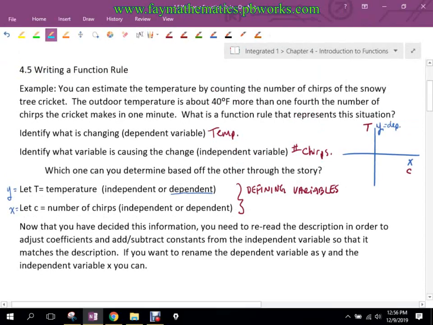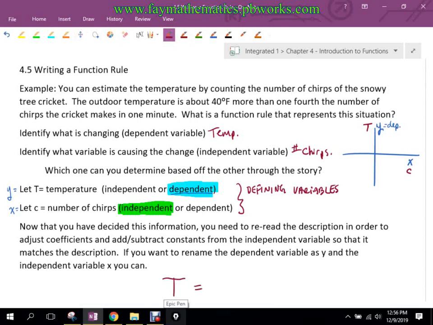So right here, I think it's a good idea to underline or circle that T was your dependent, and C is your independent. The reason we do that is when we write our equation, your dependent variable is solved for. Because what we want to do is plug in some values for our independent variable and evaluate, and it automatically tells me what the temperature is, what that dependent variable is.